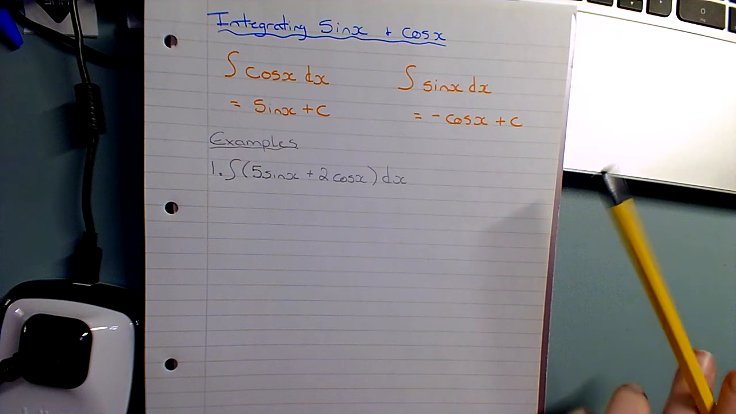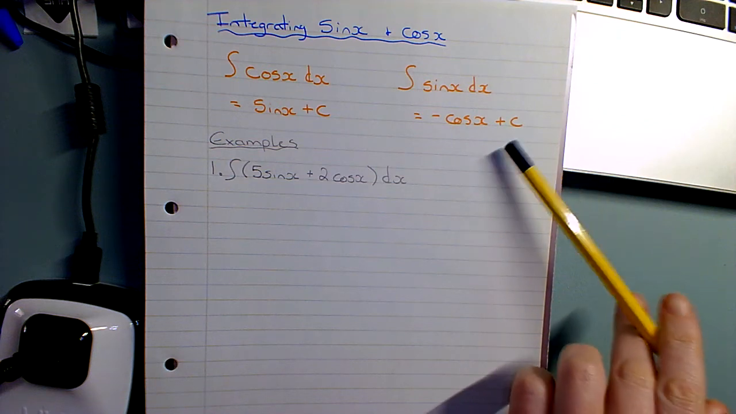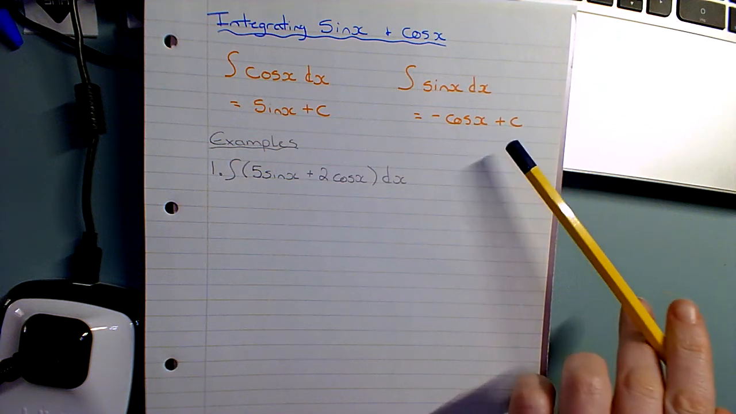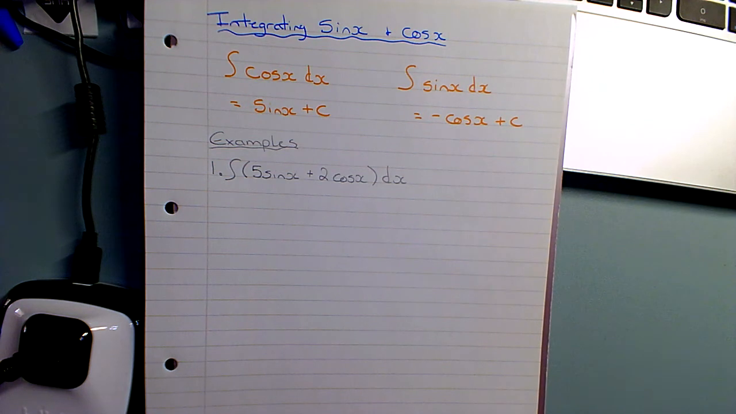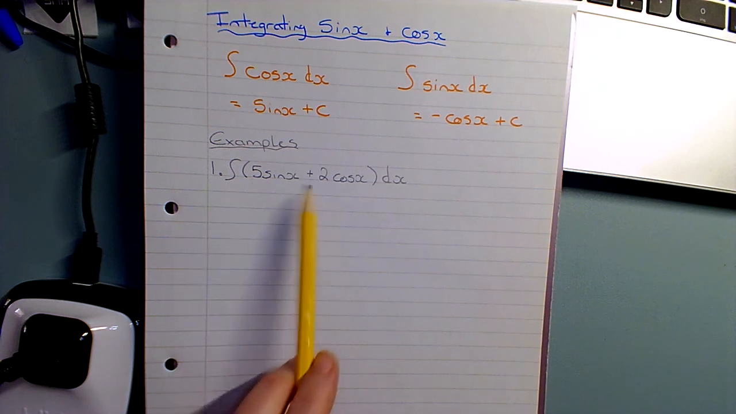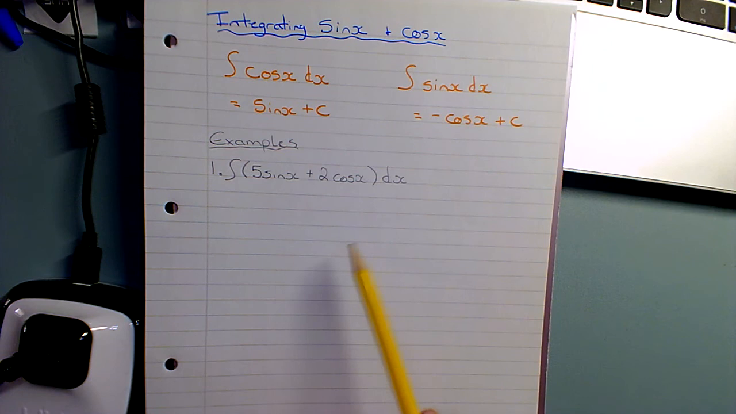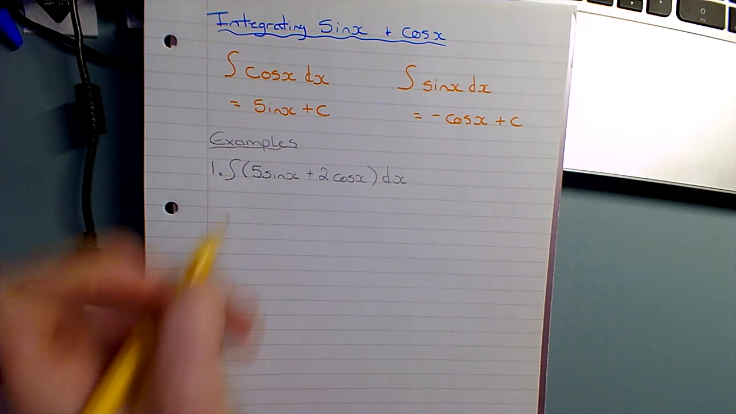These two formulas are given on your formula sheet, so you don't need to memorize them, but the more you practice them, the more you probably will memorize them. So if we look at an example, we want to integrate 5 sine x plus 2 cos x in terms of x. So here, we'll integrate each term separately, just as we normally would.